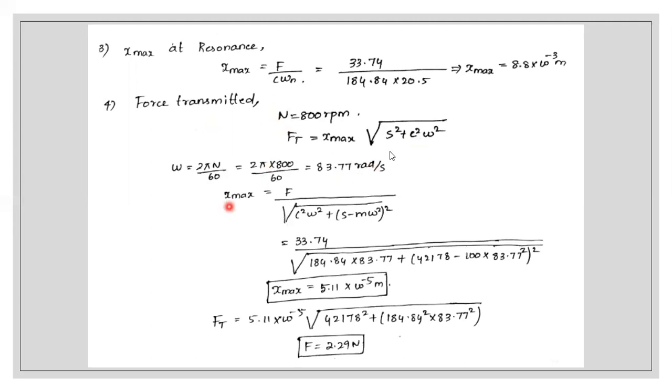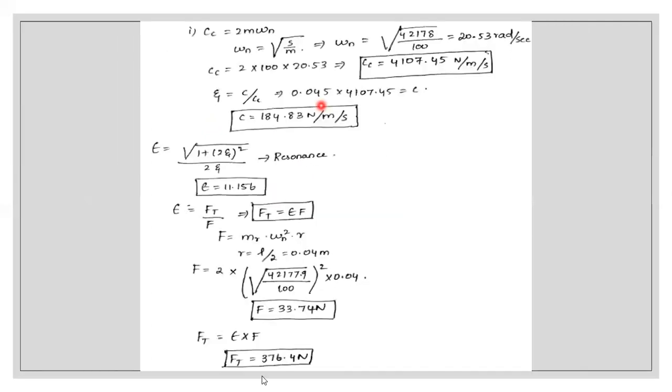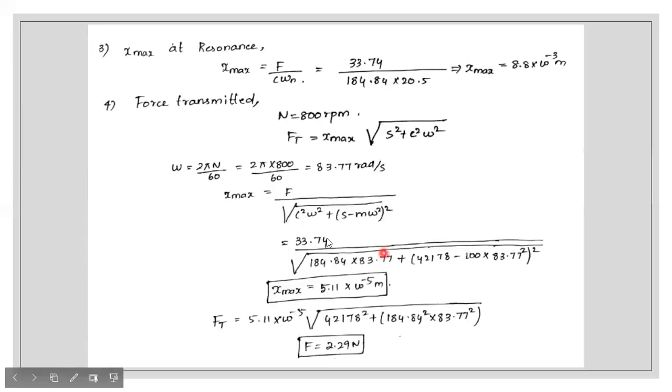So now we are going to find the x max value because we need to substitute it here, right? So the x max formula is this. So just determine the x max value. The force we know, we just now got, right? The force value we got is 33.74. So just substitute the force value and all the other values and you will be getting x max.